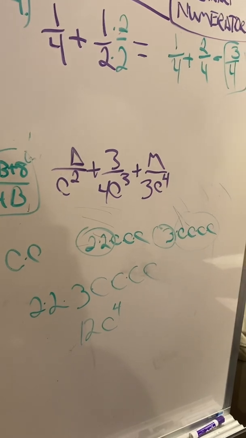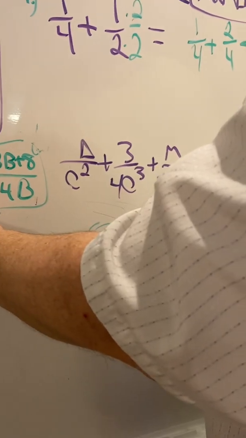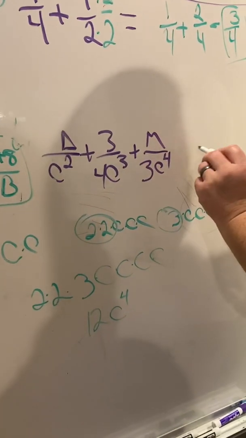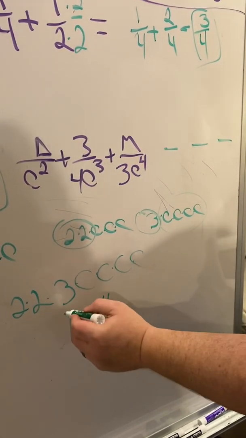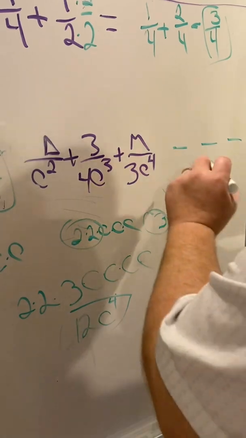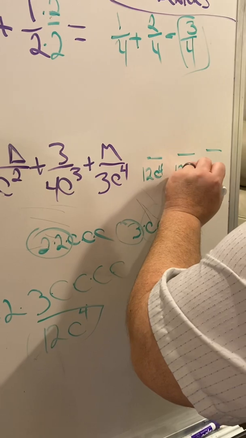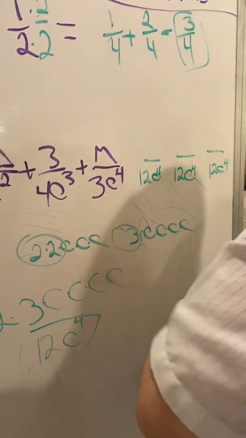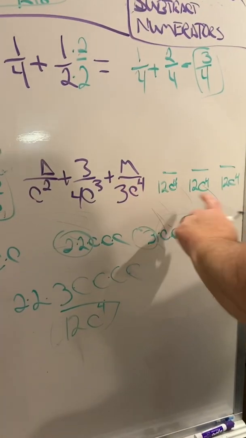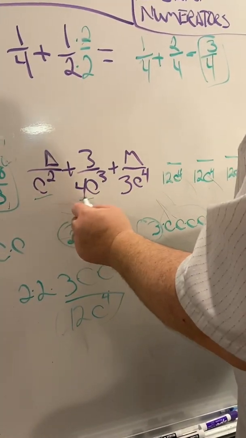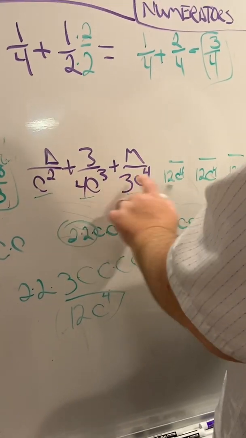I did all that to now bring you back to the top. Over here, I showed you that I drew my lines. Now, I'm going to do the same thing here. Line, line, line. My new denominator is 12c to the fourth on all 3 of these. 12c to the fourth. Now that you've done this, you have to go back to the 3 original denominators. And let's see how we went from here to here.